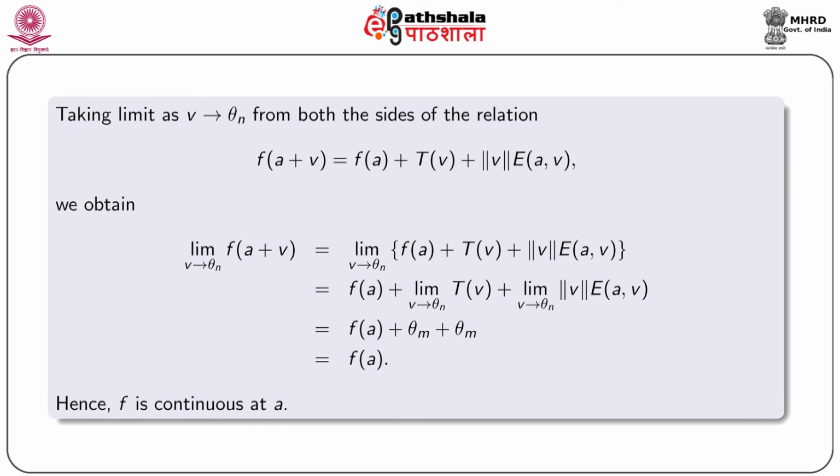Now, we take the limit as v tends to theta_n on both sides of the first order Taylor formula. We have the limit as v tends to theta_n of f(a+v) equals the limit of f(a) plus T_v plus norm of v times E_a(v) as v tends to theta_n. The first quantity is independent of the limit. So, we have f(a) plus the limit of T_v as v tends to theta_n, which eventually is theta_m, plus the limit of norm v times E_a(v) as v tends to theta_n. So, the last term approaches theta_m faster than v. So, we have the limit of f(a+v) equals f(a) as v approaches theta_n. Hence, f is continuous at the point a.